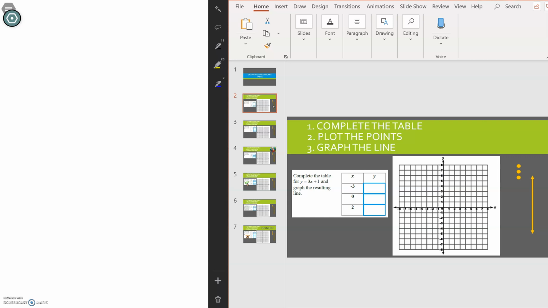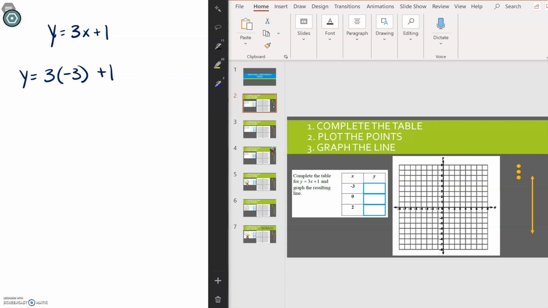So our equation for this first slide is y equals 3x plus 1. And as you can see, they already have some x values for us. So that's great. We don't have to think of any x values. So we're going to use the x values that they give us. So our first one we're going to look at is -3. And remember, the only thing that changes is now we are putting a number in for x. Everything else around that stays the same.